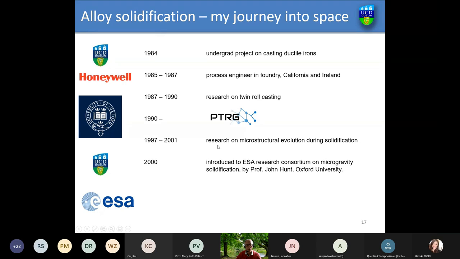I returned then to Oxford to do a doctorate on microstructural evolution during solidification. And towards the end of that time, I was introduced to a European Space Agency research consortium on microgravity solidification by Professor John Hunt, who was my DPhil advisor. And at that time, Professor Bernard Bilia was leading this consortium. So I guess I've been involved in microgravity research now for just over 20 years.